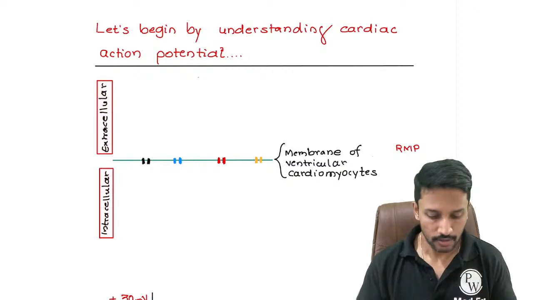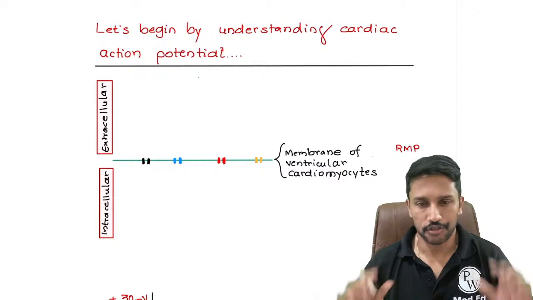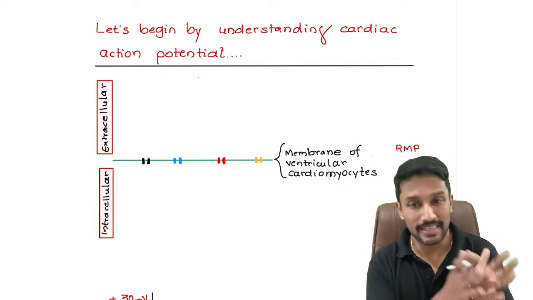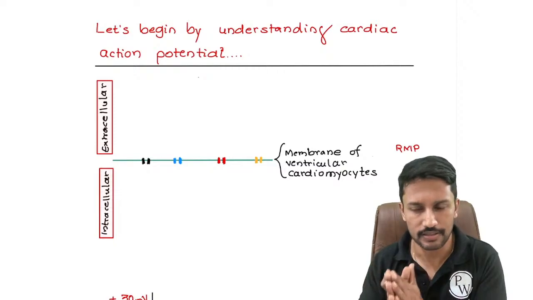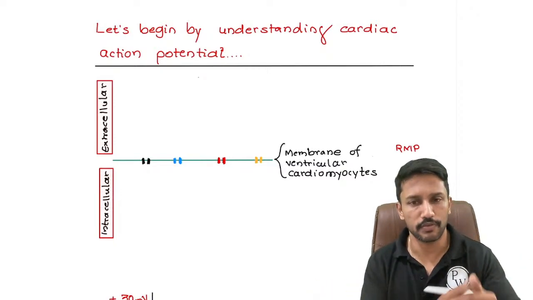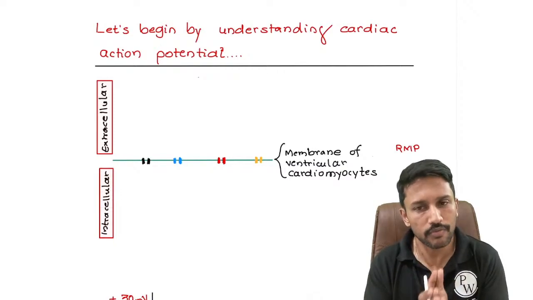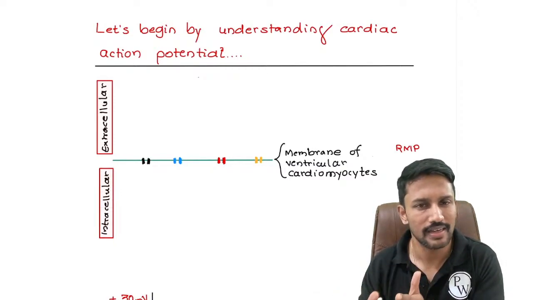Okay. Now, when I use the words cardiac action potential, we are referring to two structures. One, the action potential of the SA node, and the other, the action potential of the ventricular myocardial cells. The action potential of the SA node, for now, I will keep aside. We will discuss that when we go to the arrhythmias. Today, we will focus on the action potential of the ventricular myocardial cells.